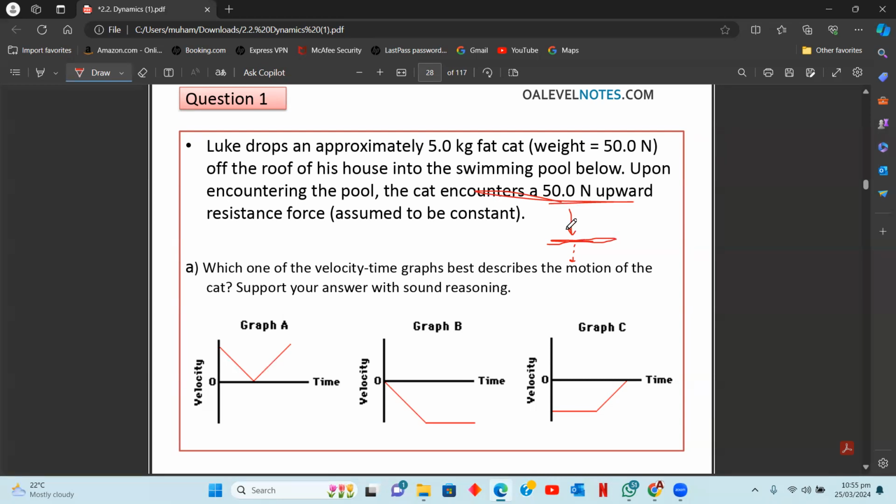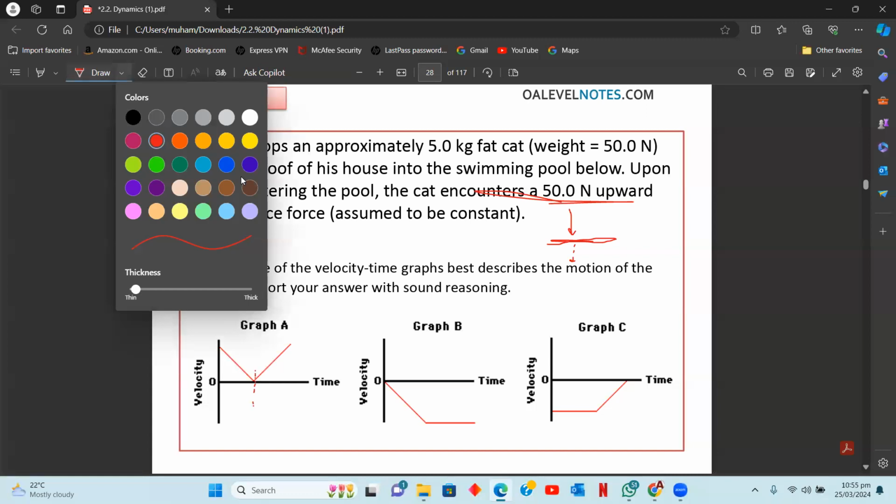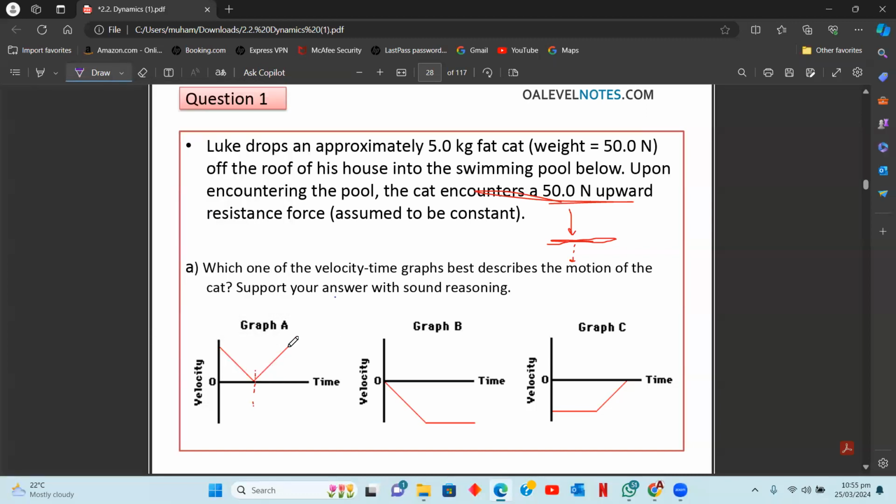No. Not really. So if you look at this graph, assuming this is where the cat touches the water, its speed increases again. If you look at this second part, at part B the speed again increases. So the cat's speed, even if let's say it goes into the water, will not increase. So then it won't be A. This won't be it. Okay, let's check B. The cat's speed is increasing.